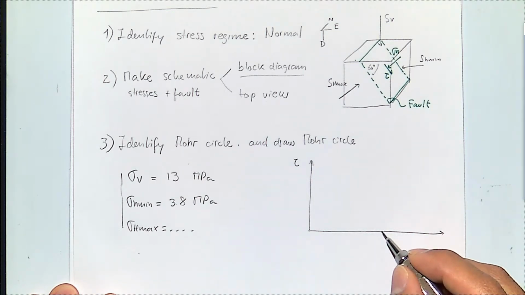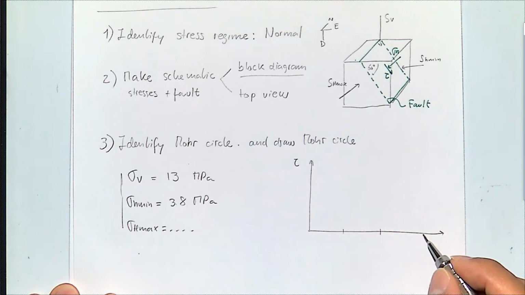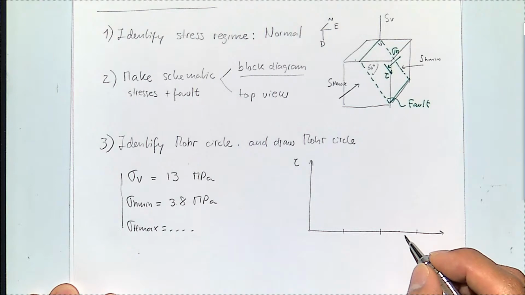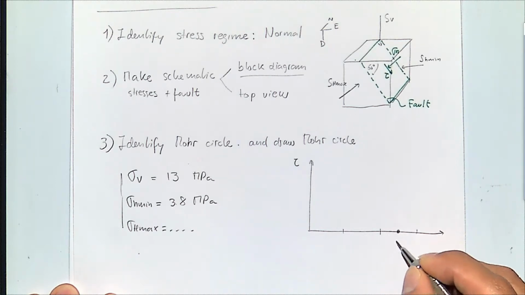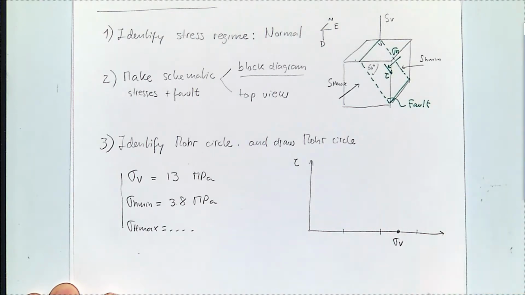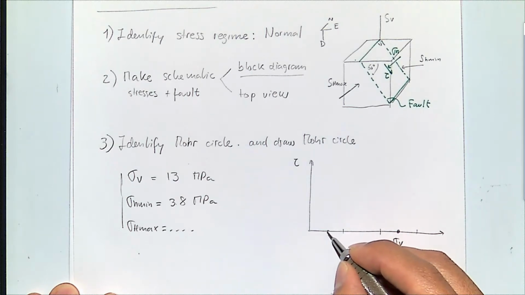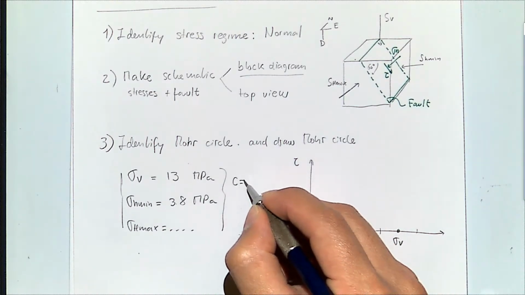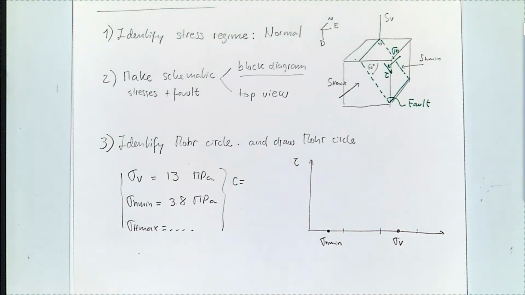So let's say this is 5, 10, 15, 13. This is sigma V, and sigma H min is somewhere over here. And the circle, we have the 2 points. We can define the circle, right? For this circle, what's going to be the center? 13 plus 3.8 divided by 2.